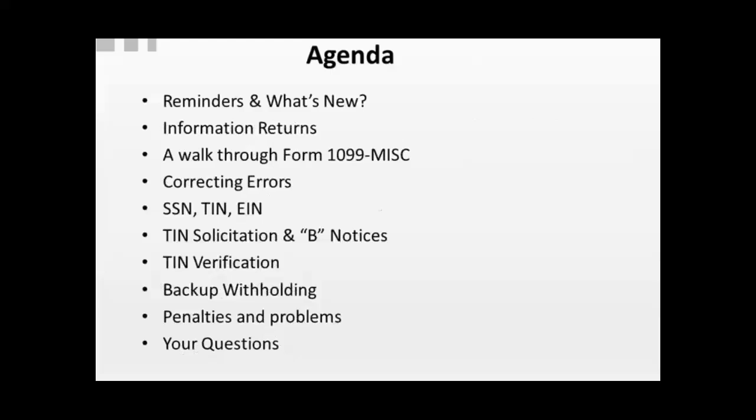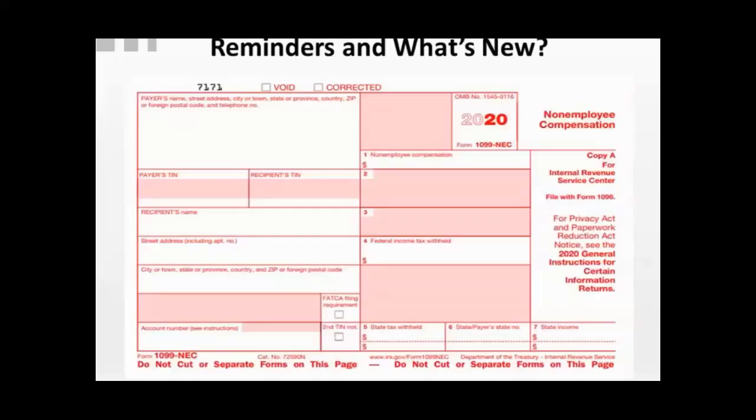We'll look at the Social Security number, tax ID number, employer identification number, and that solicitation process and what happens if there's a problem with them, and if you get notices to send out B notices to the vendors. We'll talk about verifying the tax ID numbers so that you avoid some of those notices, and then backup withholding and penalties and some other problems and deal with your questions.